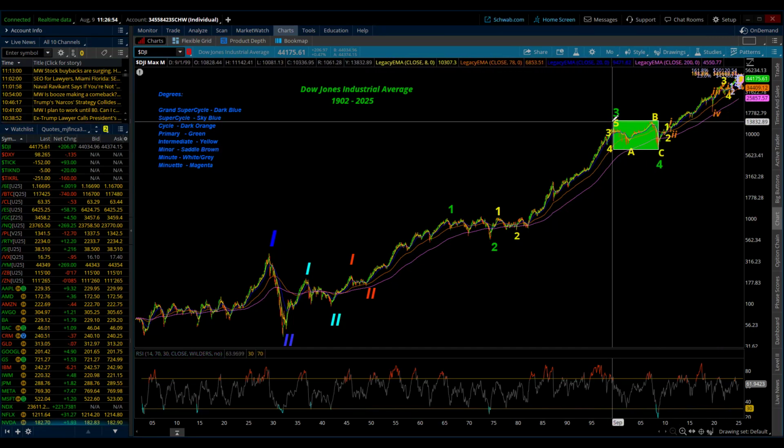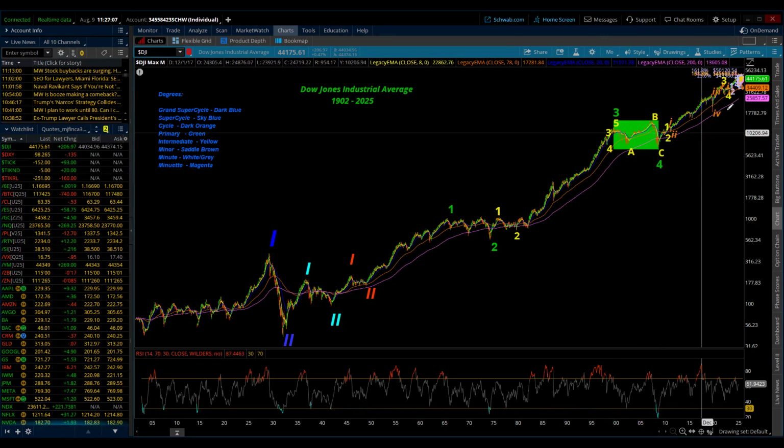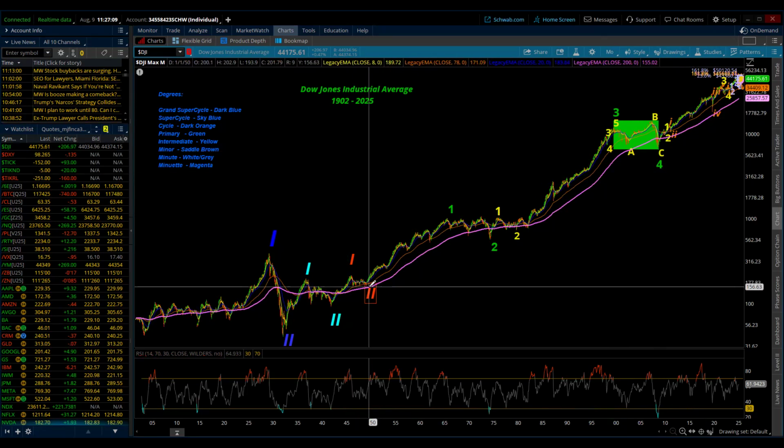Now, let's just put this in another perspective of a time frame. Primary wave 5 began in 2009. It's 2025. So 16 years this wave has been in motion. The actual cycle degree third wave began in 1949. So if we just take it there, it's 76 years in the making.